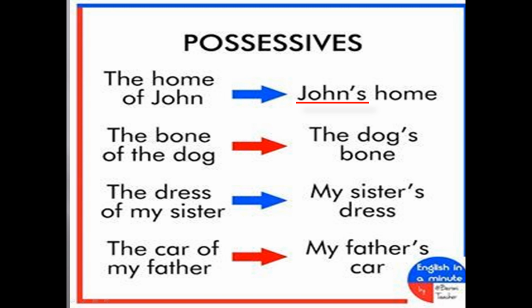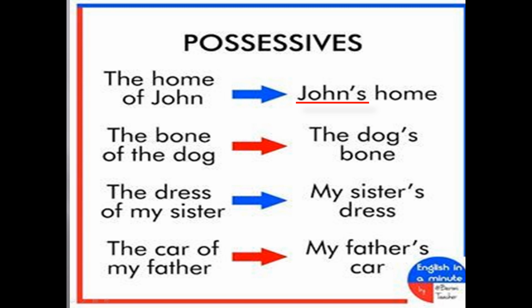After John, I will draw the apostrophe at the top after the noun before the S. It will be John's home. So to show that this home belongs to John, John's home. Repeat after me, kids. Say John's home.